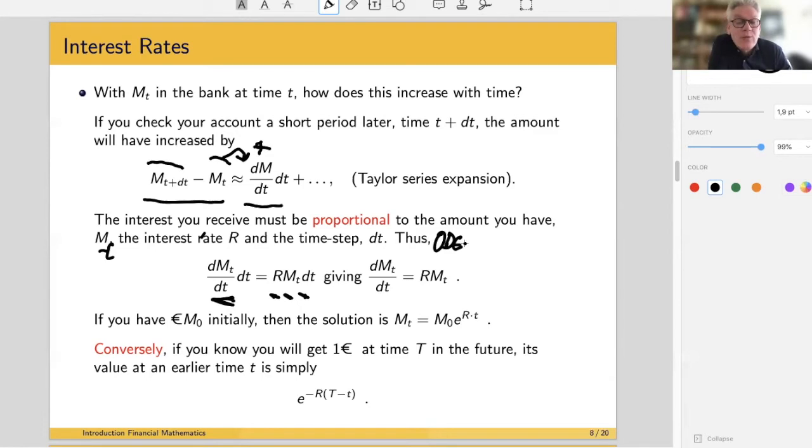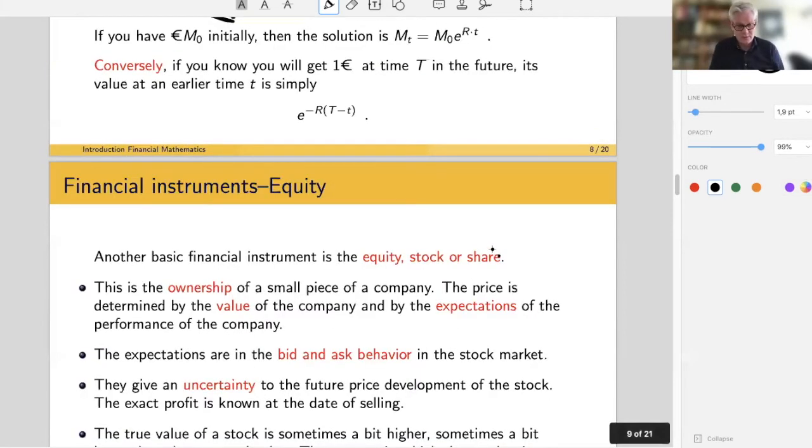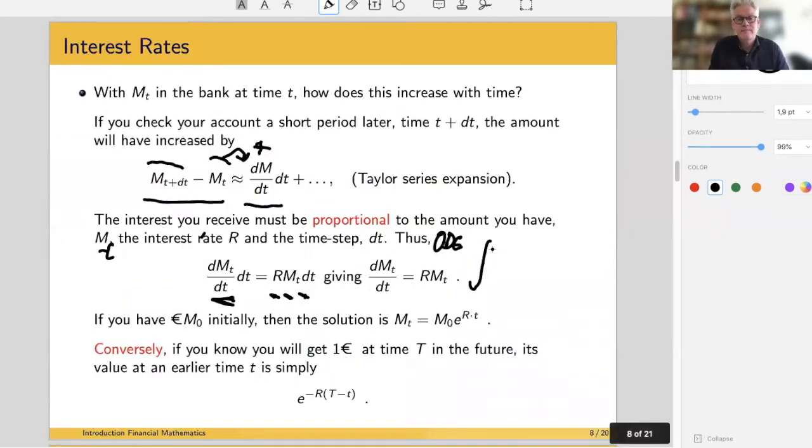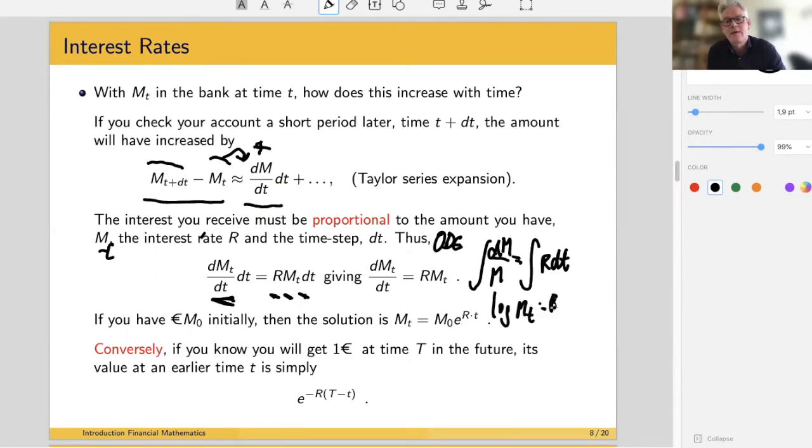And how do we solve that? If you remember from first or second year, we do that by separation of variables. We say the integral of dM over M is equal to the integral of R dt, and that gives us log M is R times t plus an integration constant. In total this gives us M(t) is equal to some integration constant C star times e^(R t).